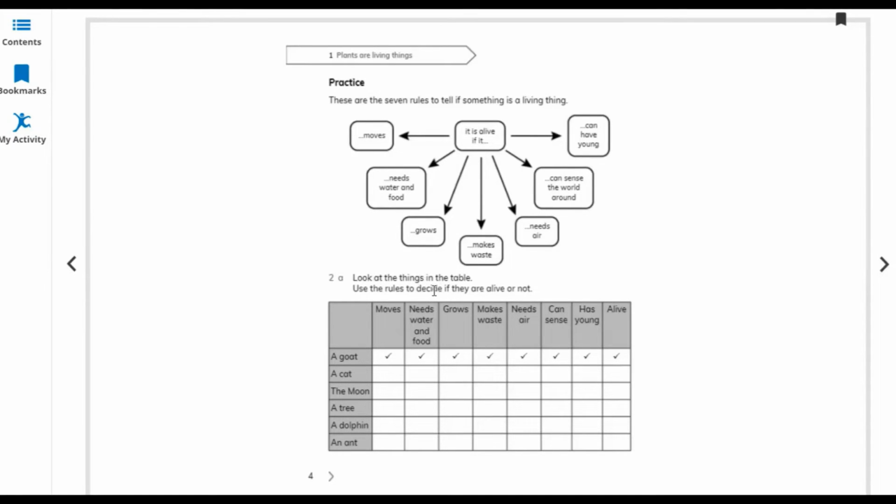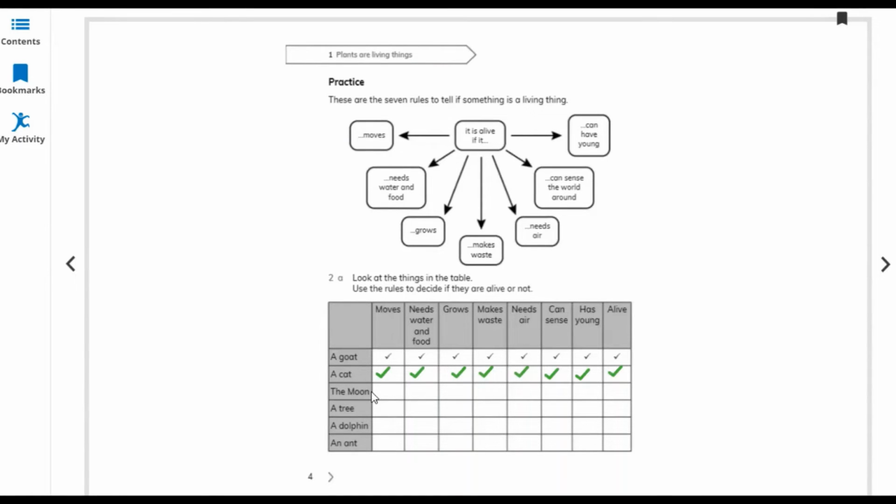Look at the things in the table. Use the rules to decide if they are alive or not. So a cat, these are the life characteristics. If all of them are correct, you can mark it. So let's start from the first one. A cat can move? Yes, can move. Needs water and food? Yes, a cat needs water and food. And growth? Yes. Making waste? Yes. Need air? Yes. Can have senses? Yes. Has young? Yes.